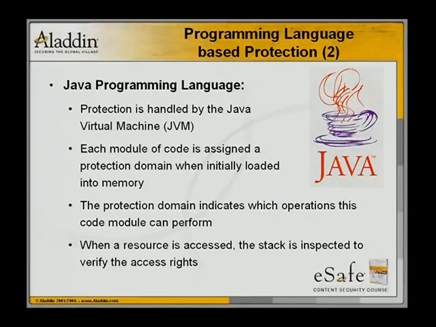So when a resource is accessed, as we can see in the slide, the stack is inspected to verify the access rights. When I say stack, I mean the program code, which is inspected to verify the access rights. Okay, so let's see the next slide.